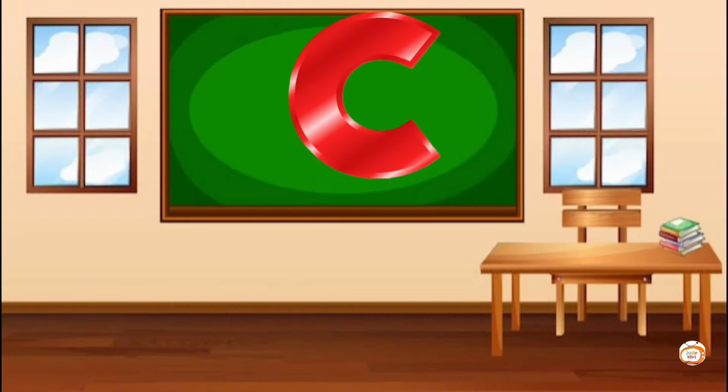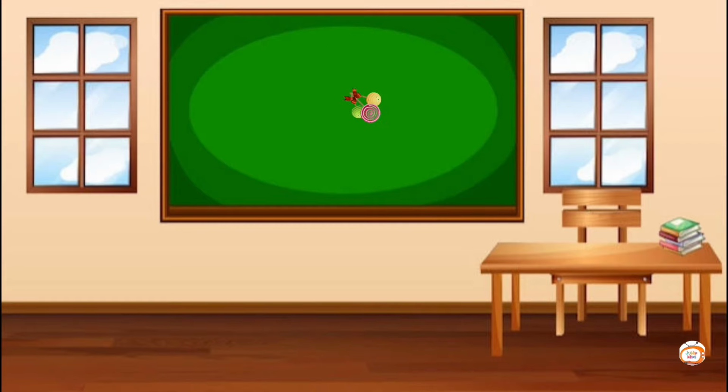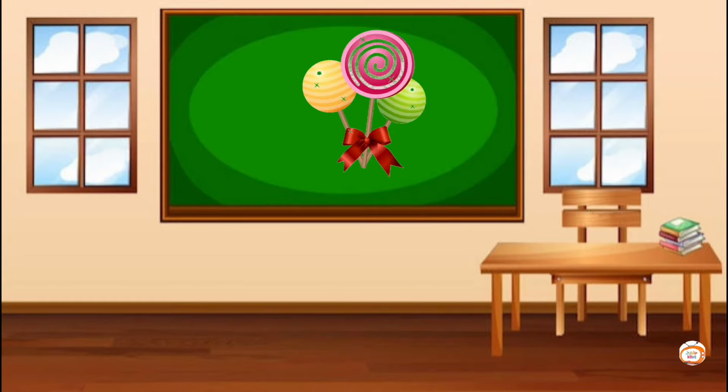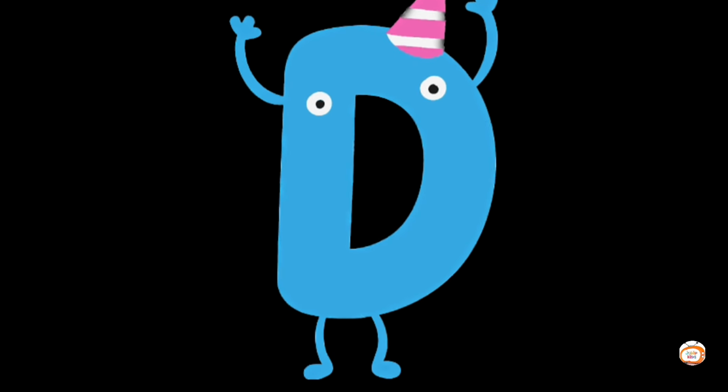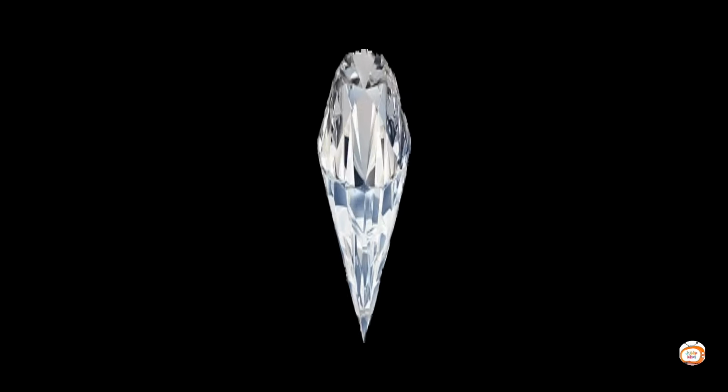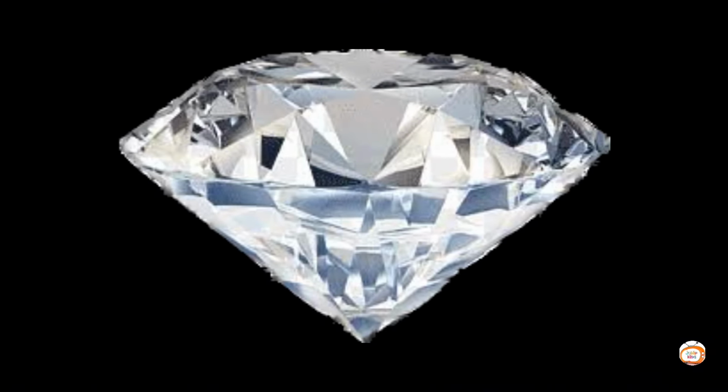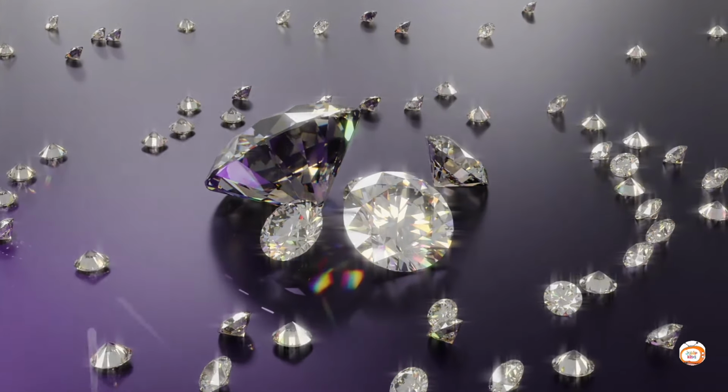C is for candy. Candy. D is for diamond. Diamond. D, diamond. E is for elephant. Elephant.